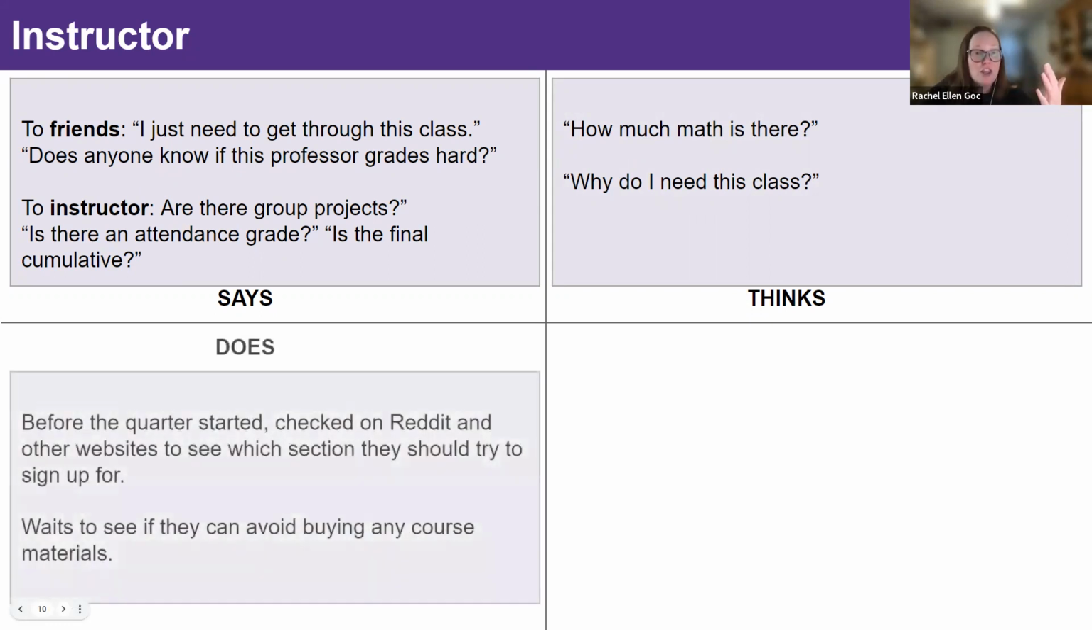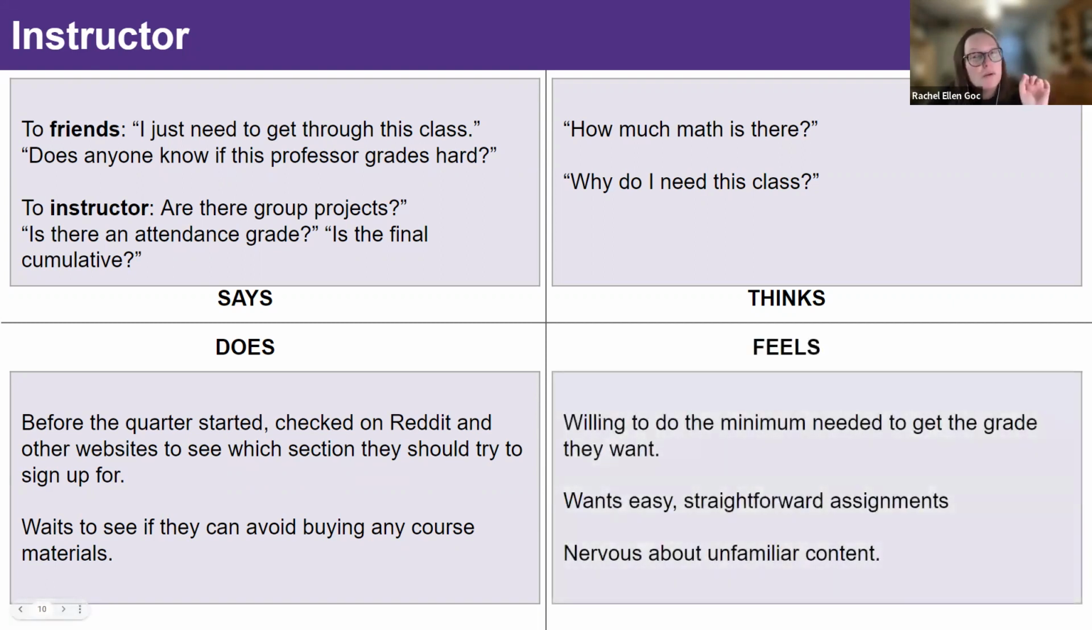And then they're doing, probably before the quarter, they checked on Reddit and some other websites to see which section they should sign up for. Was there one instructor who's reportedly easier at grading or reportedly more interesting to be in class with? They're going to wait to see if they really have to buy the course materials. Do I really need that textbook? So that means that the first couple weeks of your class, they may not have purchased your course materials, and that can have a real effect on their participation and engagement.